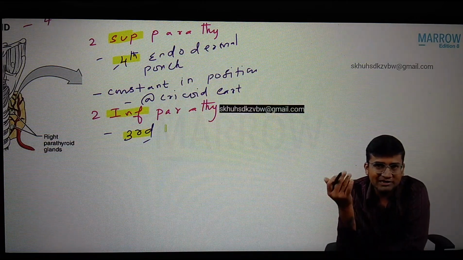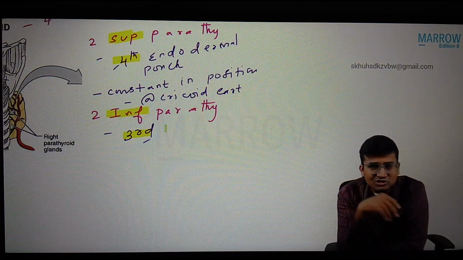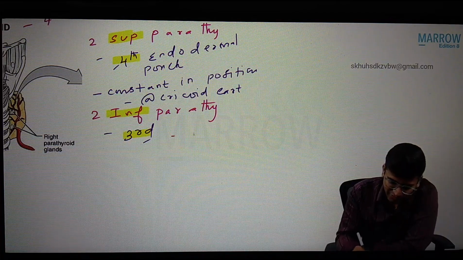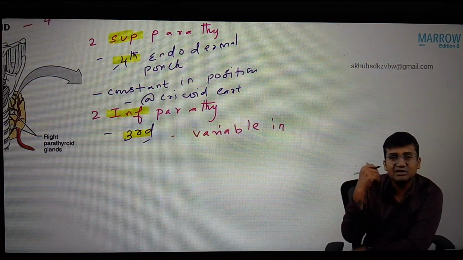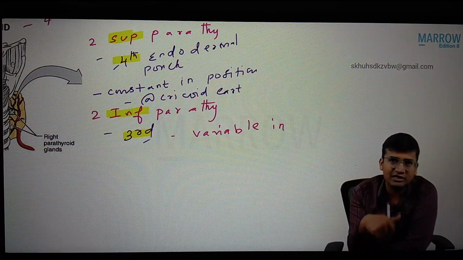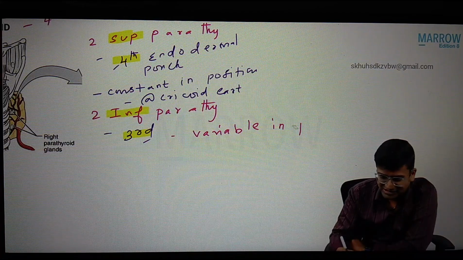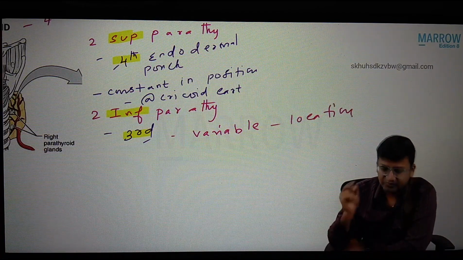I told you parathyroid 3, the inferior parathyroid, descends along with the thymus gland. Because of that, the inferior parathyroid is highly variable in position. It does not have a constant position like the superior parathyroid, which is present at the level of the cricoid cartilage. The location of the inferior parathyroid is highly variable.